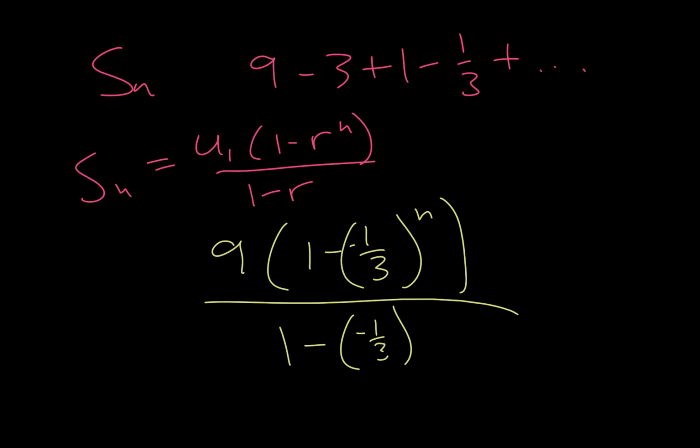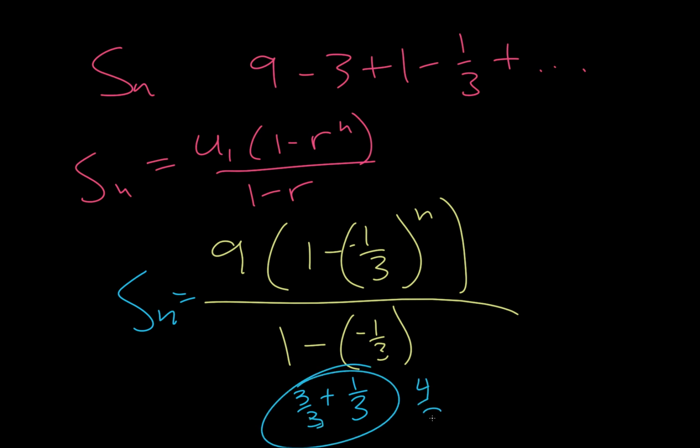Okay. So this is a general formula. Technically this would work, but we can make it look a little bit nicer. So right here is really adding. I'm going to change this to have a common denominator. So I'm going to say 3/3 plus 1/3. So the entire bottom becomes 4/3.